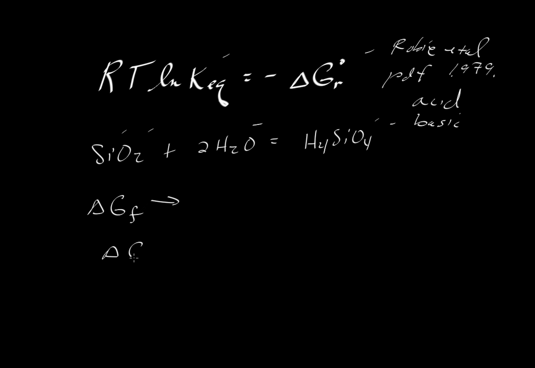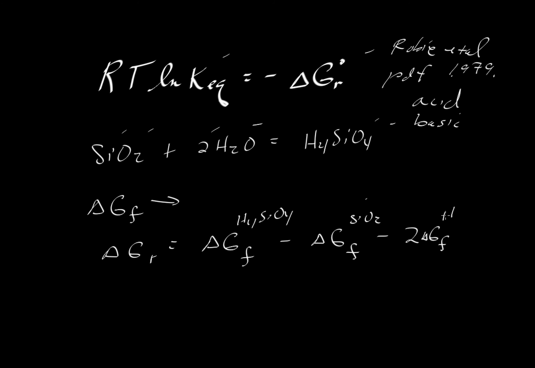And the Gibbs free energy of the reaction would be this. It would be the Gibbs free energy of formation of the products, which is H4SiO4, minus the reactants. So the Gibbs free energy of formation of SiO2 minus 2 times, because we have 2 moles here, the Gibbs free energy of formation of water.